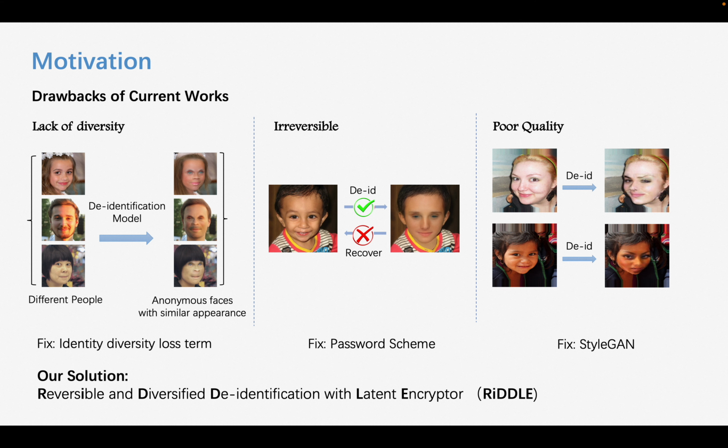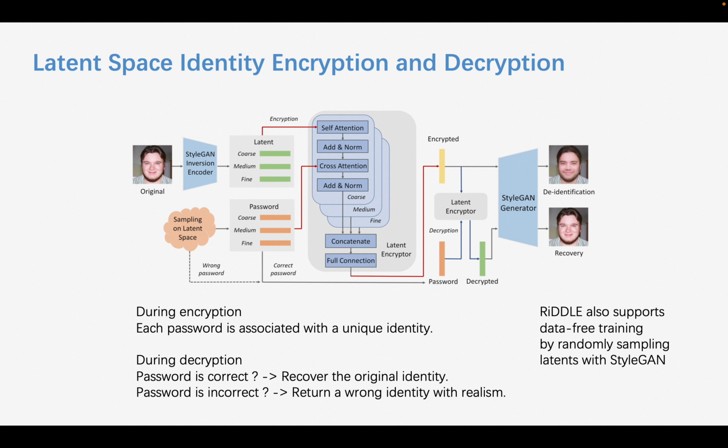To solve the above problems, we propose RiDDLE, short for Reversible and Diversified De-Identification with Latent Encryptor. RiDDLE performs identity encryption and decryption on the latent space of a pre-trained StyleGAN2 model. High-quality and diversified anonymous faces can be generated with the proposed password scheme.